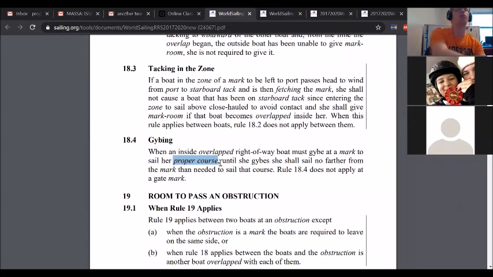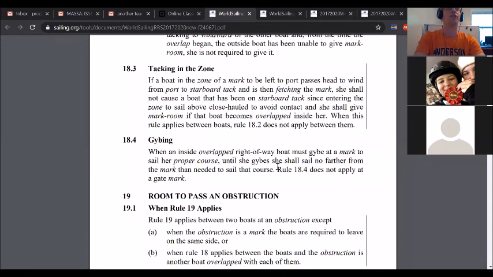So proper course, it's saying inside overlapped right-of-way boat. An example would be, we've got two boats coming in on starboard tack. The boat that's on the inside is the leeward boat, so even if there was no mark room, they would still have right-of-way. They can take some room, they can do that wide and tight rounding. But it's saying don't go wider than you would have done if that other boat wasn't there, right? You're not allowed to push them farther out.